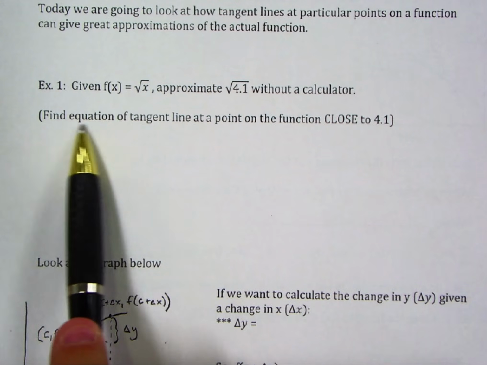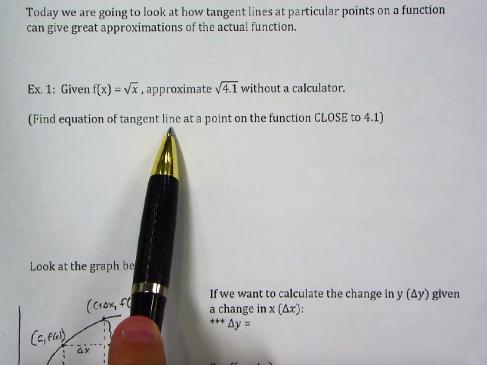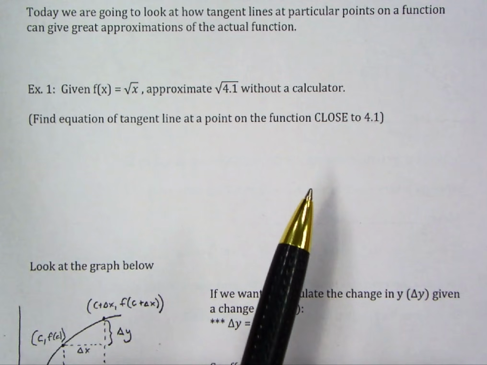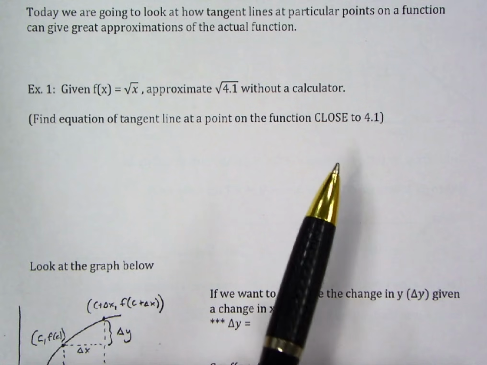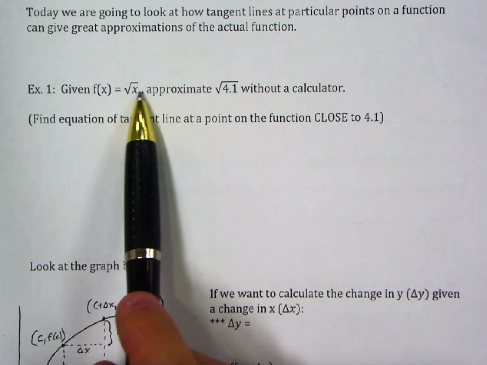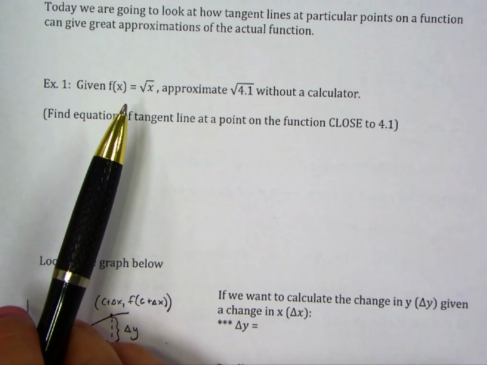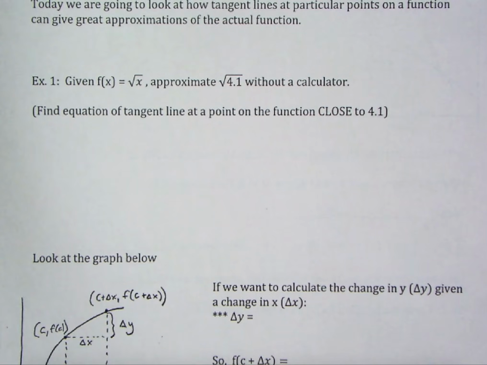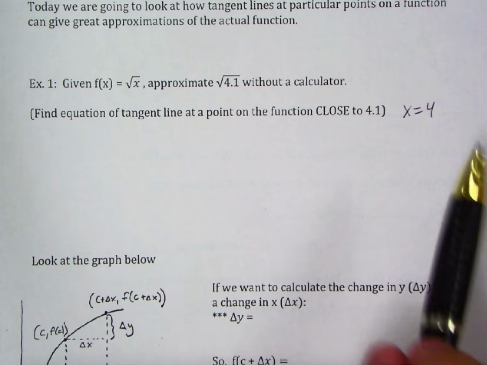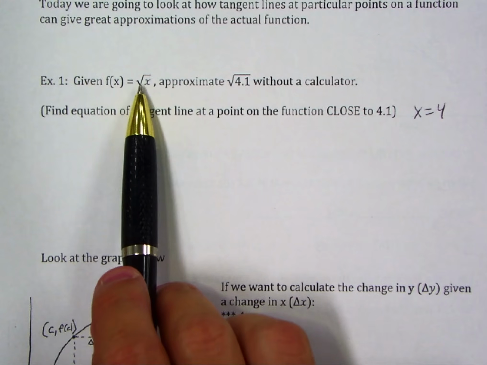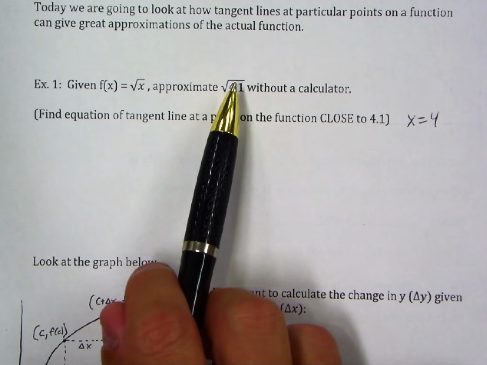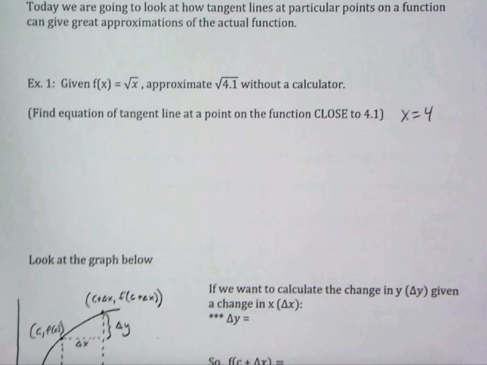It says, find an equation of the tangent line at a point on this function really close to 4.1. So what that means is I want to pick a number that's really close to 4.1 and works really well with square roots. And so 4. I want to have x be 4. I want to find the equation of the tangent line to this function at 4, and then use that to approximate what the square root of 4.1 is. So here's what I mean.